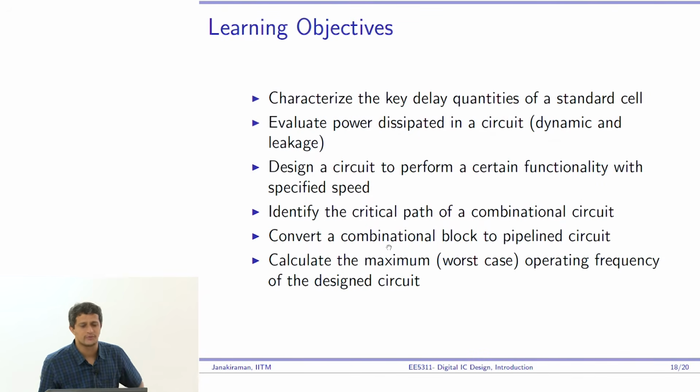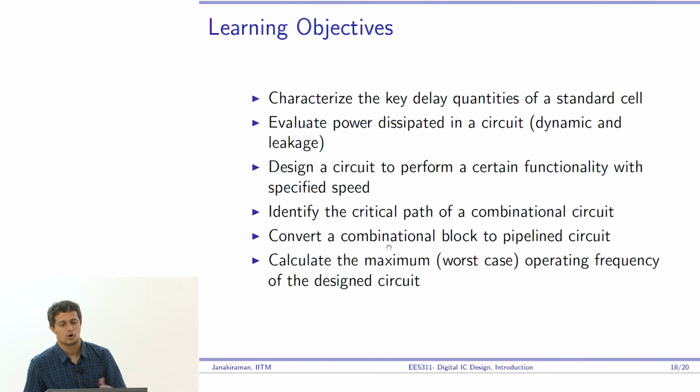These are the learning objectives. After you're done with this course, you should be able to characterize the key delay quantities of a standard cell. You should be able to evaluate the power dissipated in the circuit, both dynamic and leakage. That's the only thing that I'll have time for with respect to power and energy, how to evaluate these numbers, okay? Then design a circuit to perform a certain functionality with specified speed, okay?